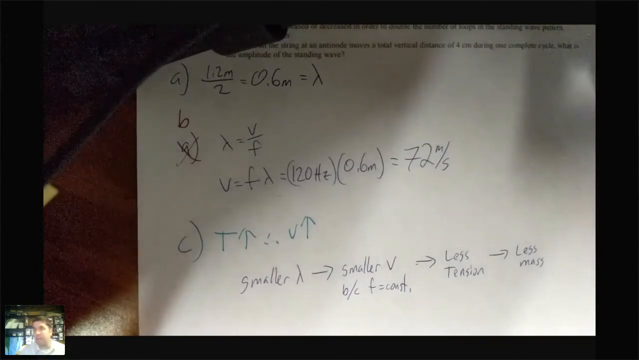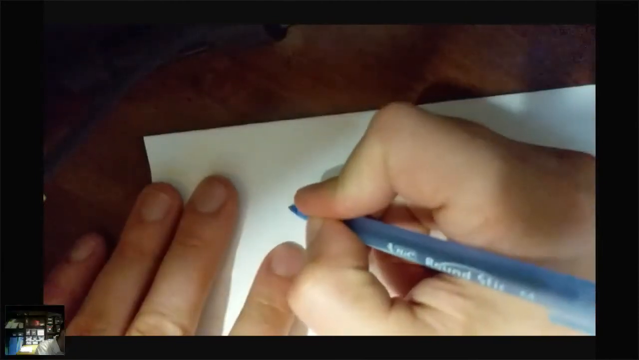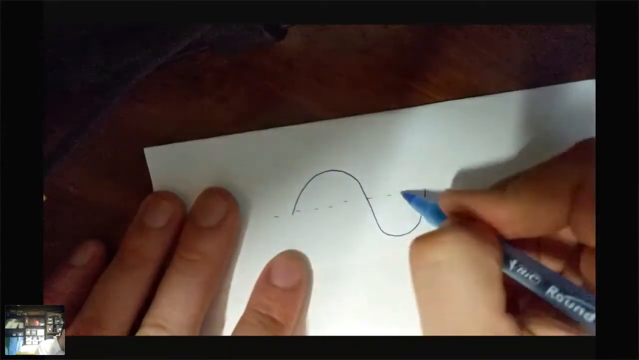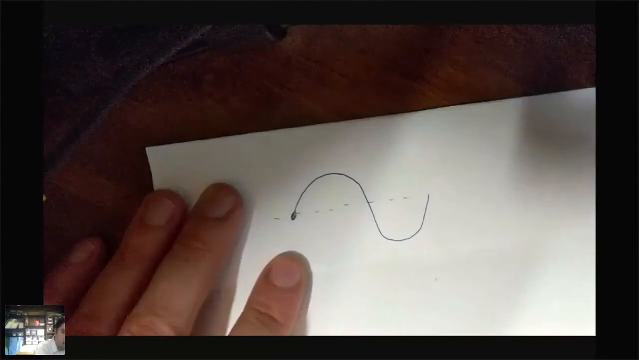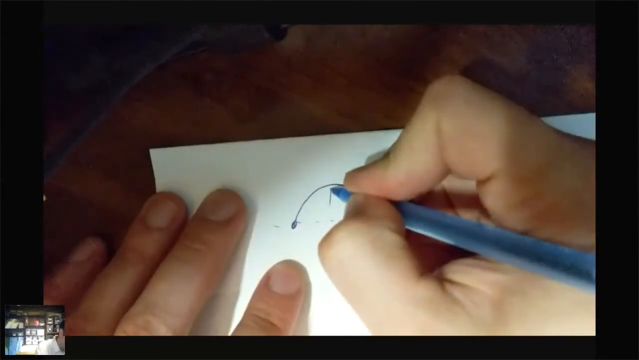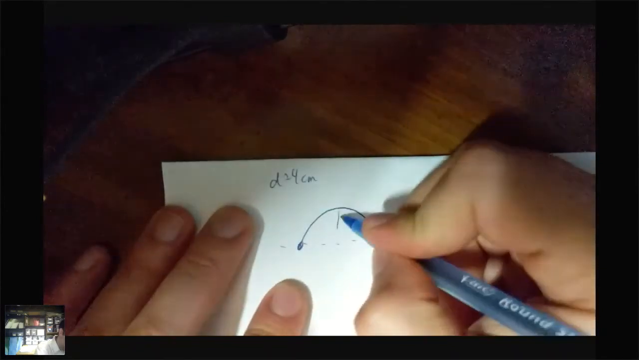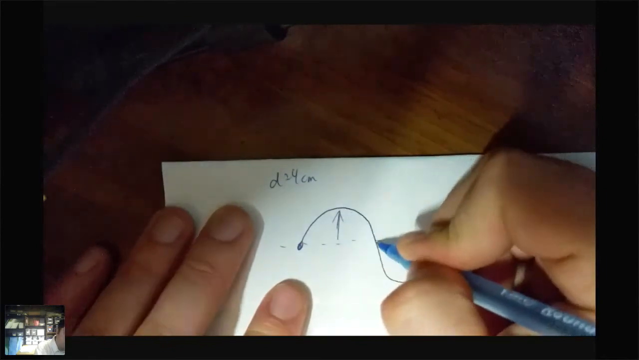Okay, and the last part here: if a point on the string moves a total vertical distance of 4 centimeters during one complete cycle, what is the amplitude of the standing wave? All right, so we're looking at amplitude here, and this question is kind of tricky. But let's just draw one complete cycle of that wave. And there's my 0 line right here. So if one point on here goes a total of 4 centimeters, so d equals 4 centimeters here, well, that point needs to go up, needs to come down.